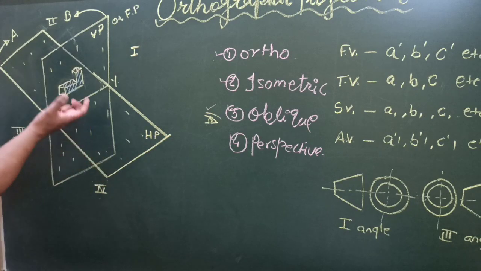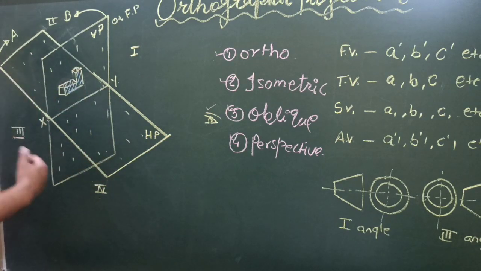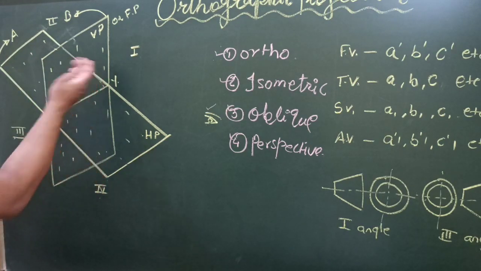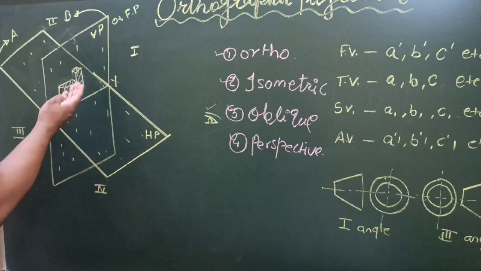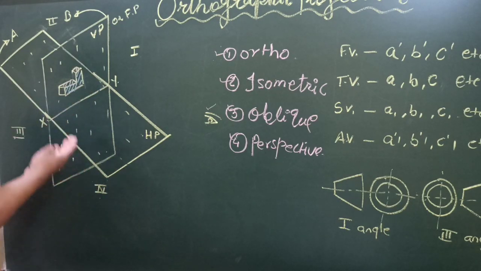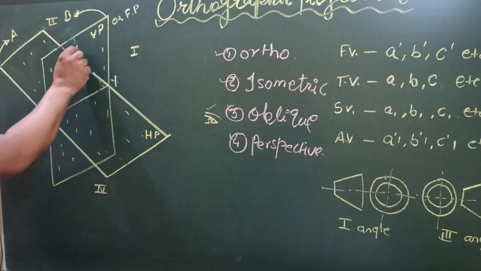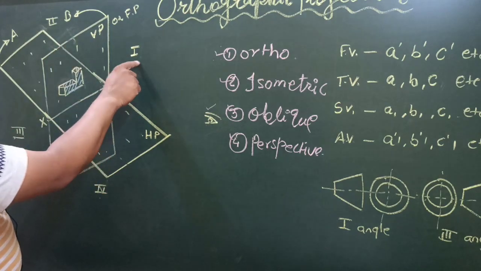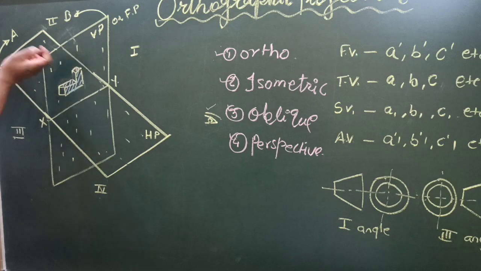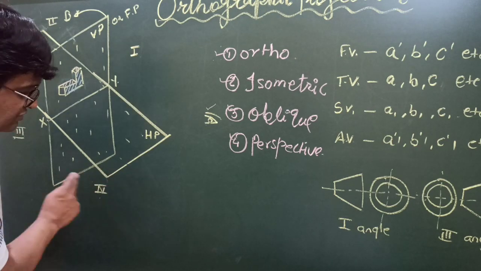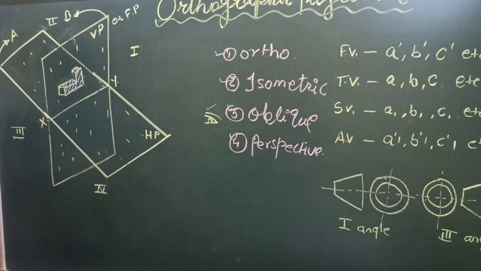So as we have discussed, the object may be in the first quadrant, second, third or fourth. As per HP and VP, we can define the object as above HP, below HP, in front of VP, or behind VP. Okay, so above HP, in front of VP: first angle projection, first quadrant. Above HP, behind VP: second quadrant or second angle projection. Below HP, behind VP: third angle, and below HP, in front of VP: fourth angle projection.